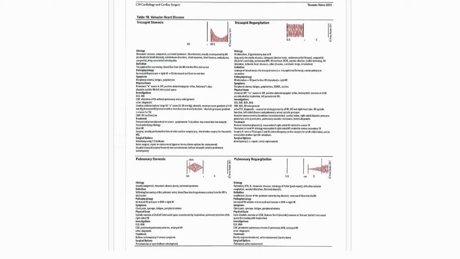Physical examination. Characteristic findings include prominent A waves in the jugular venous pulse, positive abdominojugular reflex, Kussmaul sign, and a low-pitched diastolic rumble heard along the left lower sternal border. Investigations. According to Table 18, ECG may demonstrate right atrial enlargement. Chest X-ray shows right atrial enlargement without pulmonary artery enlargement. Echocardiography is the diagnostic investigation of choice.